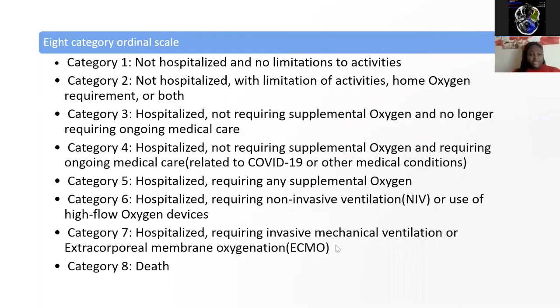So this is the 8 category ordinal scale. All this is from the paper also, where they've listed category 1, 2, 3, 4, 5 to 8, based on: are they going to be hospitalized even after being positive with COVID-19? What is their baseline status? Are there limitations to activities? Do they need oxygen or are they on home oxygen? All that's listed, category 1 to 8, and 8 is death. So this part of the scale they use to monitor those patients from day 1 to day 29.